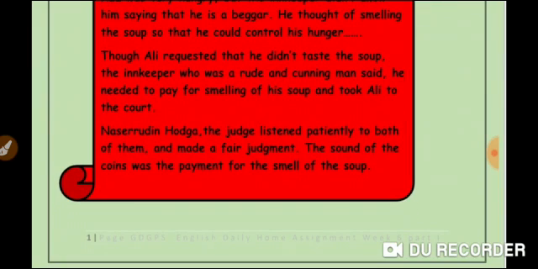Nasiruddin Khwaja, who was a wise person, was the judge in the court. The judge listened patiently to both of them and made a fair judgment. And the fair judgment was that the sound of the coins was the payment for the smell of the soup.